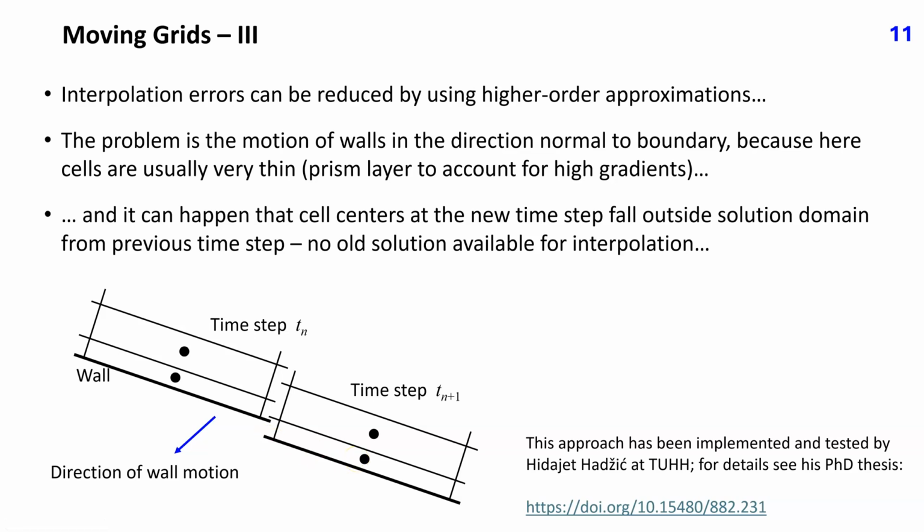At time step n+1, the near wall cell center is outside the solution domain from the previous time level n. One can still use the interpolation expression from slide 11, but the errors are likely to be large. For more details about this approach, see PhD thesis of Hidayat Hadžić from the Technical University of Hamburg, which you can download from this link.